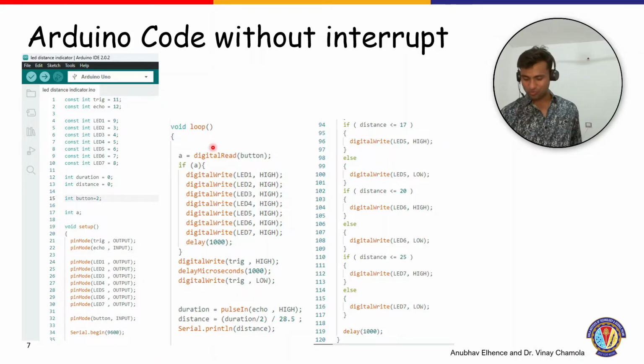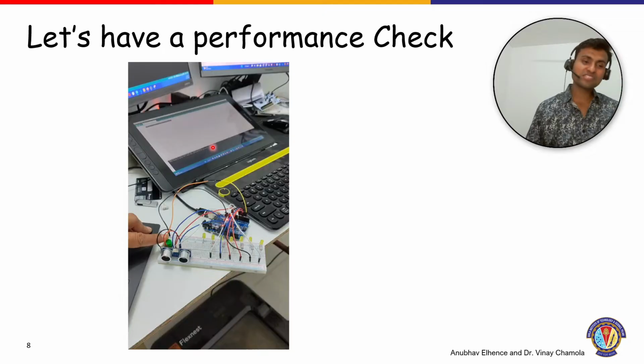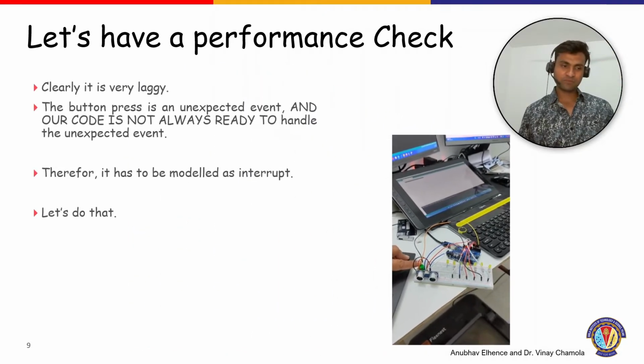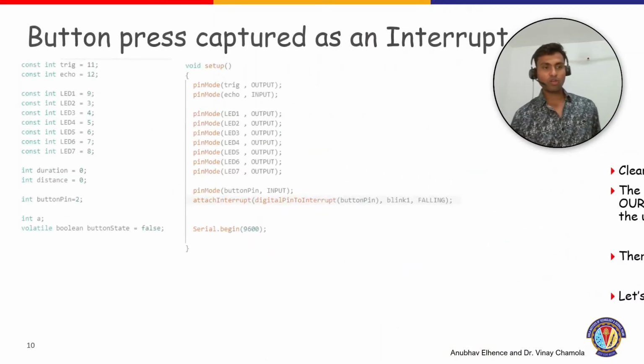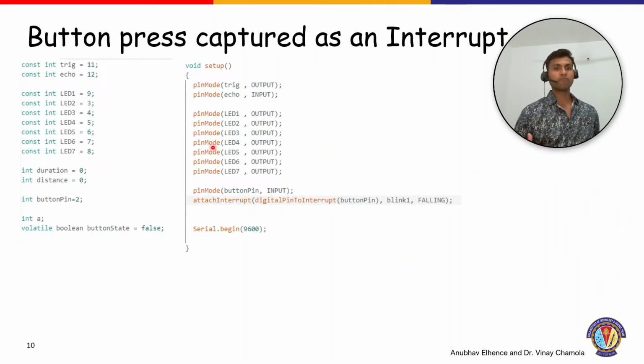So isn't this too weird? And that is where the power of interrupts comes in. So therefore it has to be modeled as an interrupt, and what we do next is the button press captured as an interrupt. The code will look very similar, but there are a few more variables here. I've defined a button state, whose use you'll see.